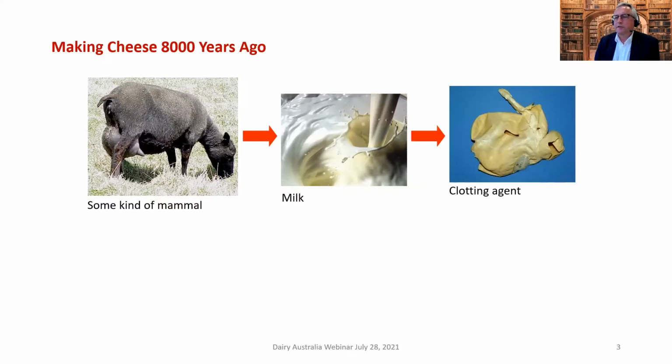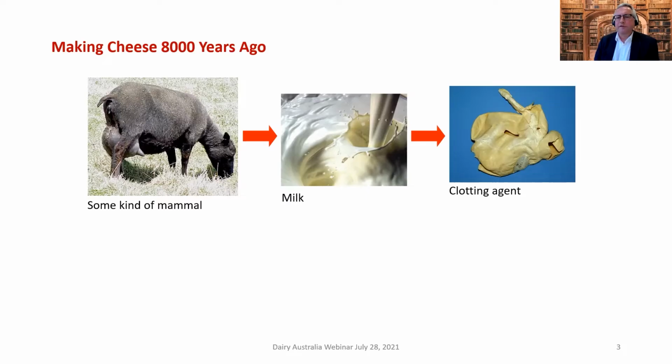And back 8,000 years ago, there were not a lot of plastic jugs around, so milk would have been stored in something like a stomach. And if it was stored in the fourth stomach of a ruminant, then it would have had that clotting agent built into it, chymosin, which would have clotted the milk over time.